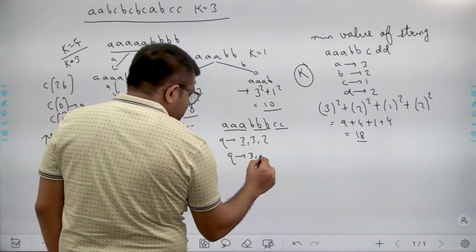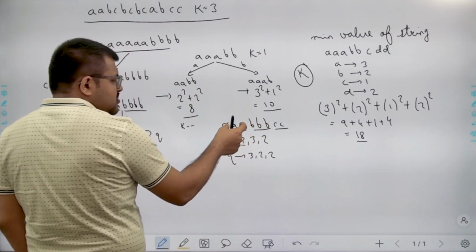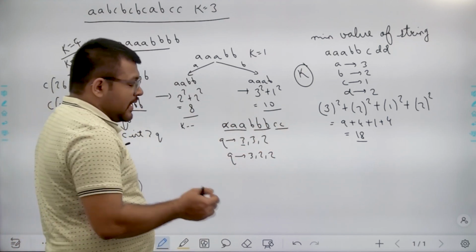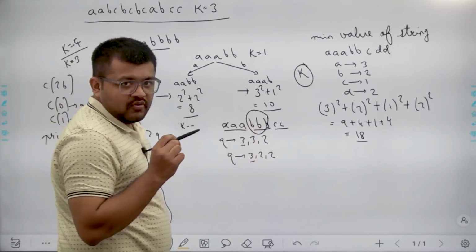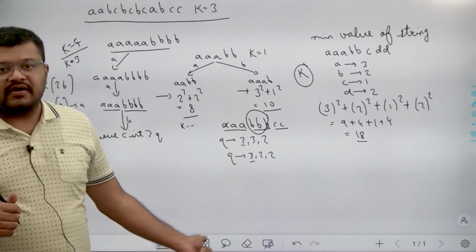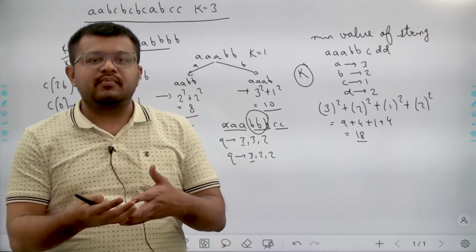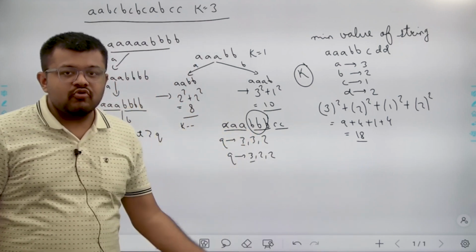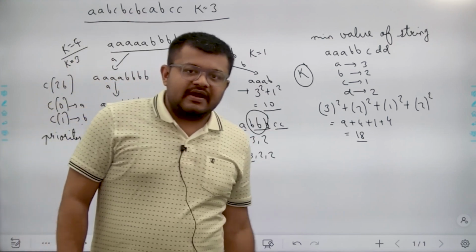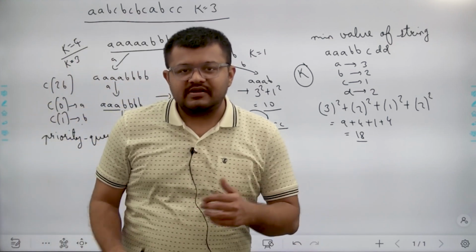So now my queue will contain 3, 2, 2. Why? Because I removed 1 A. So there are 3 B's, 2 A's and 2 C's. Now the top element is 3, which denotes there are 3 B's still left. So in this way, we'll use the priority queue and remove the top element, change its value by 1 and again push it, for k number of times. And finally, the values which remain in the queue will be the counts of distinct characters in the optimal way, and we will square them up, add them to our answer and return the answer.